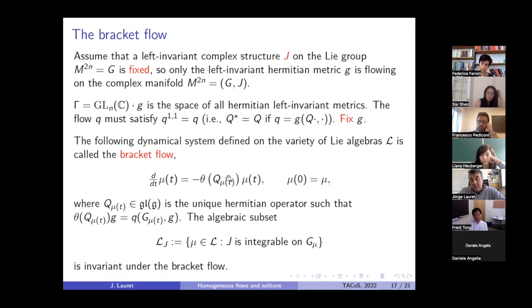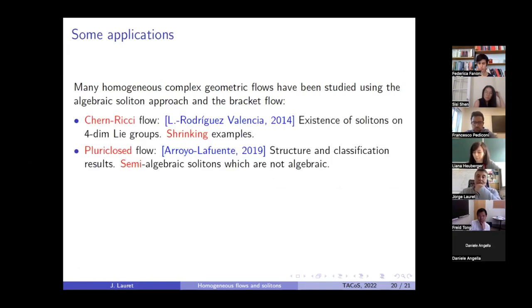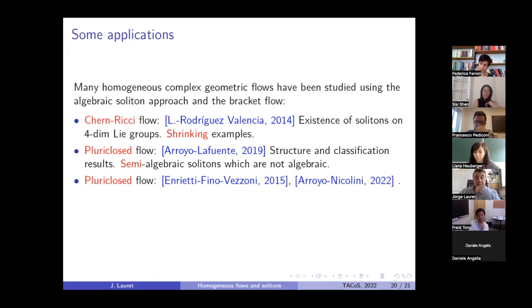You can take a sum here of Q plus something, in this case U of N, and modify the flow, which will still be equivalent to your original geometric flow, but now the class of Lie algebras you are working on will be invariant, and so you can continue studying. In that paper. The pluriclosed flow was also studied from this point of view using these tools by Fino, Paradiso, and by Arroyo, Nicolini very recently, using the moving bracket to prove that any nilpotent Lie group admitting a pluriclosed metric has to be two-step.